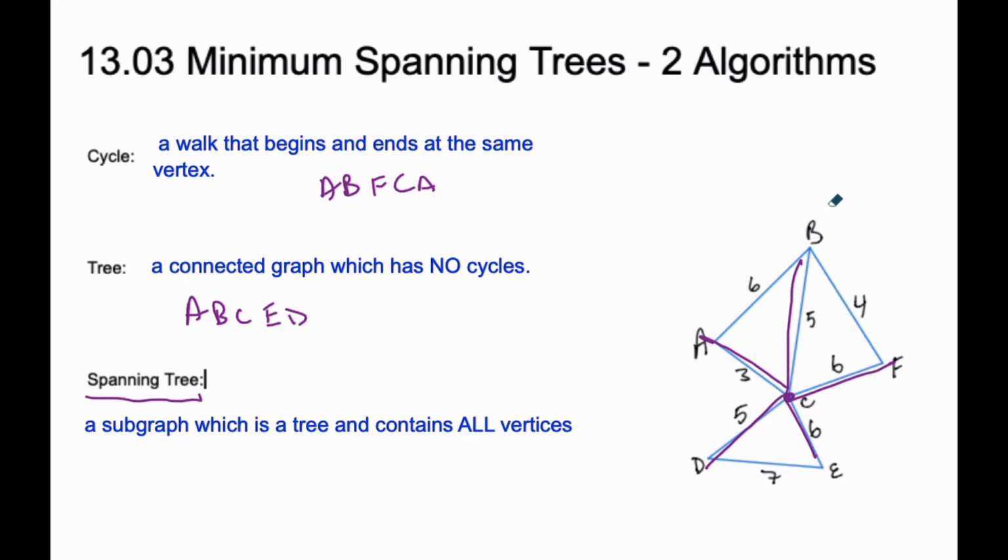Or if I wanted to, I could do a scenario where I go from A to F to C to D to here. All the vertices are covered, and so this also is a spanning tree. And so each graph has multiple versions of a spanning tree, but what we often want to do is find a minimum spanning tree.